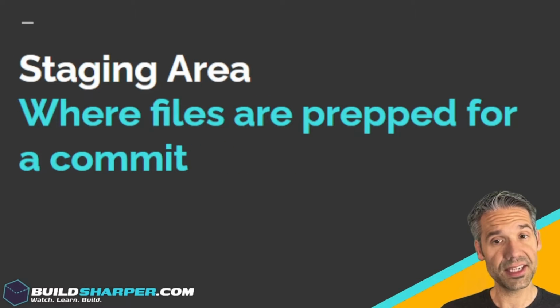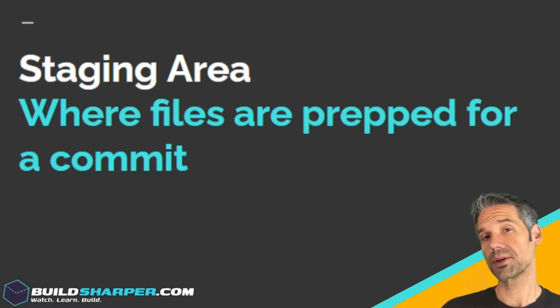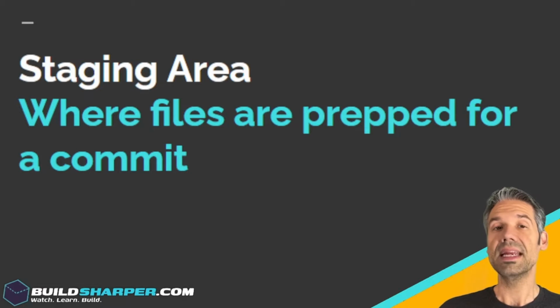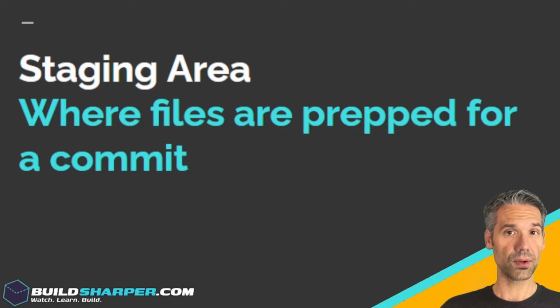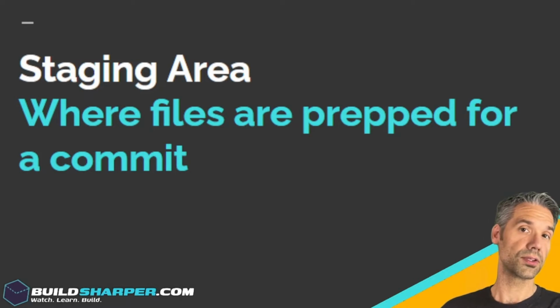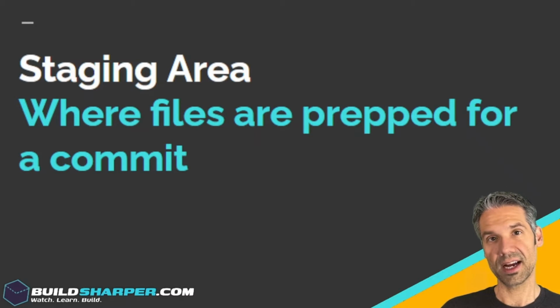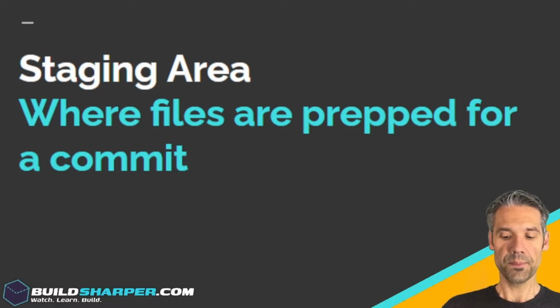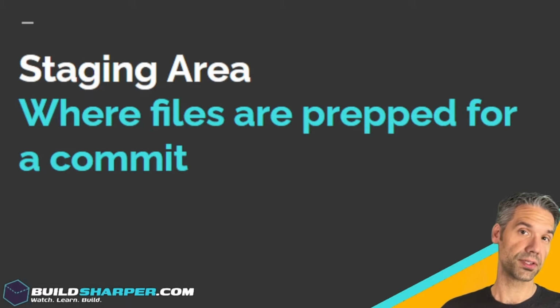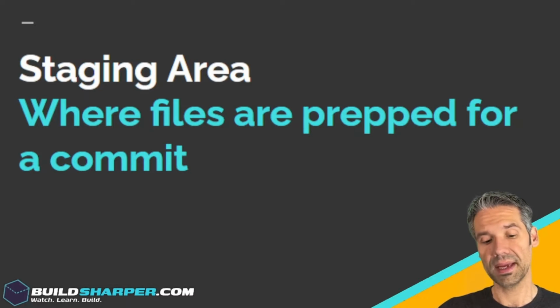So next is staging area. This is where the files are prepped for a commit, meaning that you've written the files on your local, some sort of progress has been made on your application, and you're ready to check that in to the server. In doing so, we do what we call staging the files. And this is essentially bundling the files in preparation to push them to the server. They're being prepped for a commit.